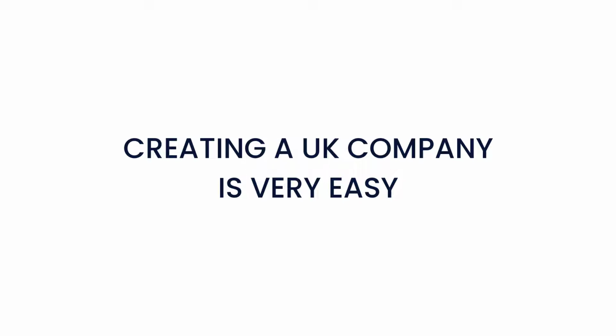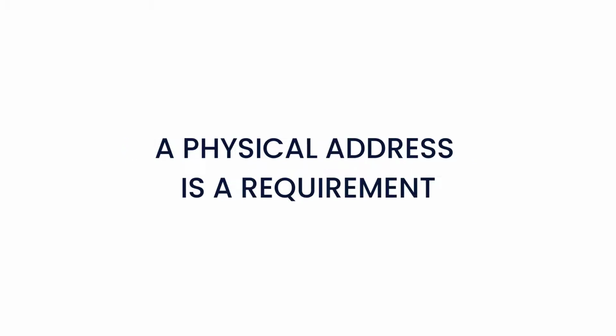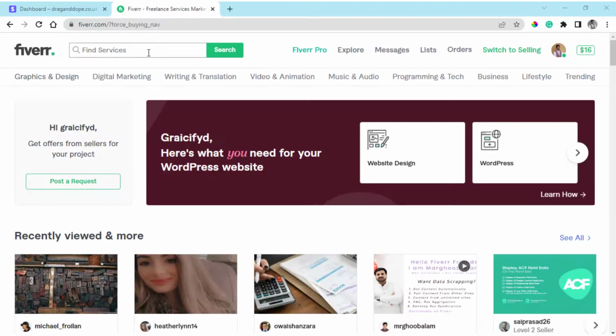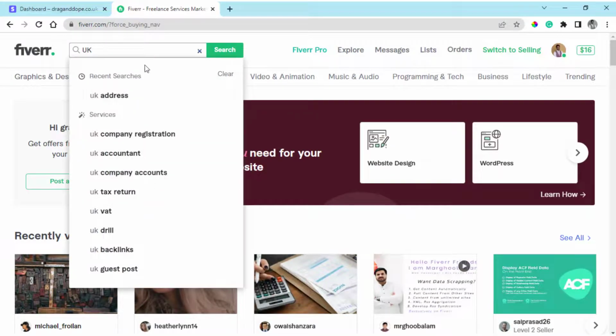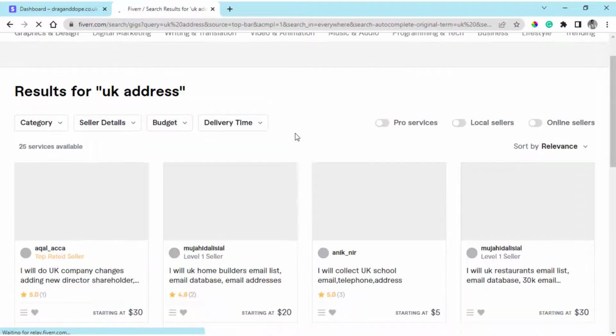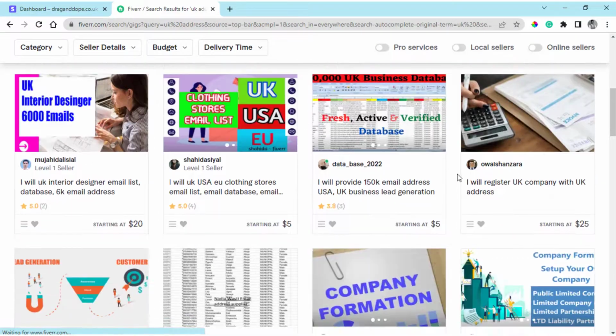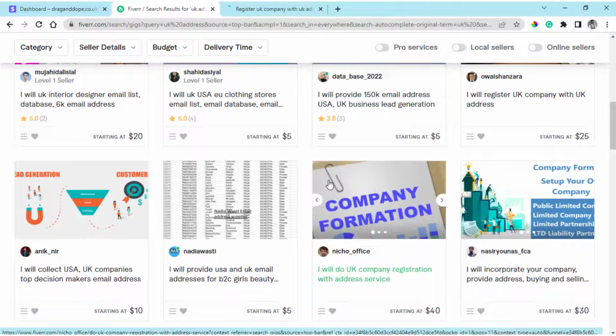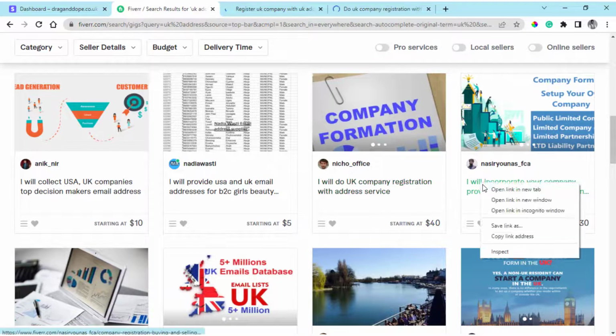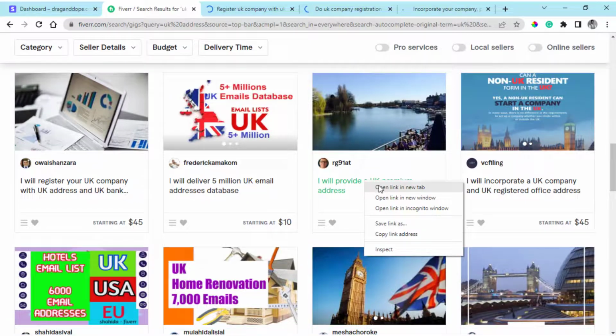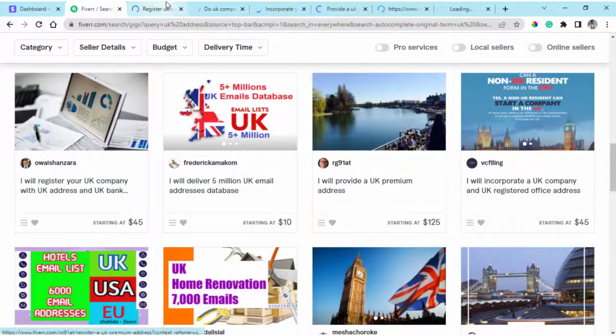The most difficult part is getting a UK address, because before you can register the company, you need to have a physical address in the United Kingdom. If you check on Fiverr, you would find people that will help you do that. It's more like a virtual address. And if for any reason you are not able to do that, you can reach out to me. I may have some help to render in that regard.